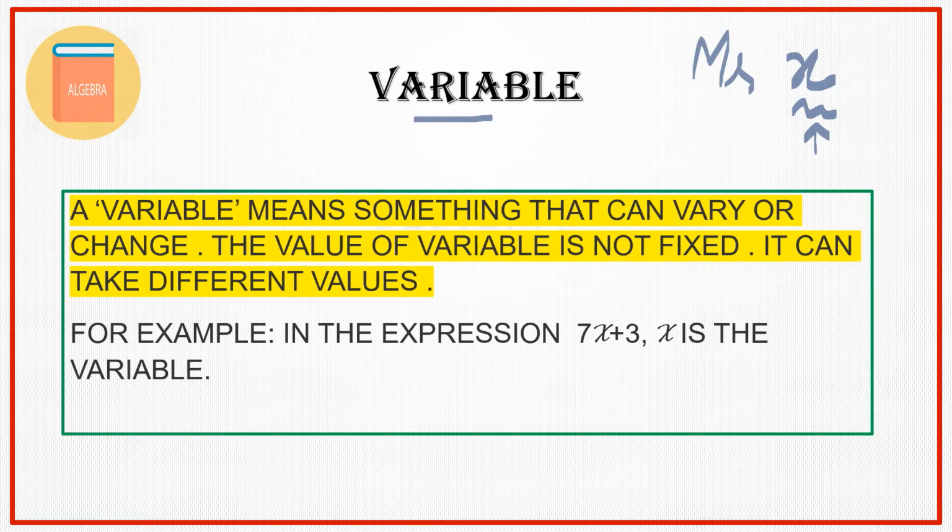A variable means something that can vary or change. Now the value of the variable is not fixed. It can take different values. So for example, in the expression 7x plus 3, x is what? X is a variable and it can take any value.